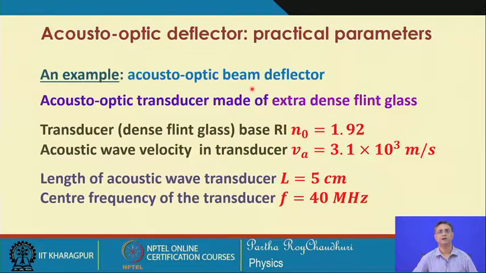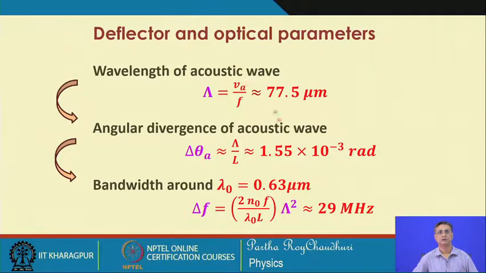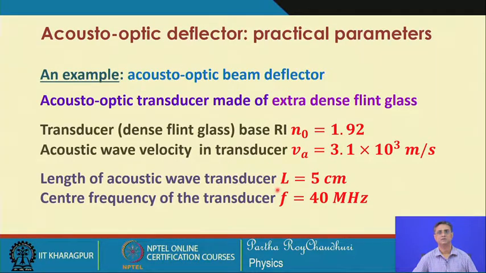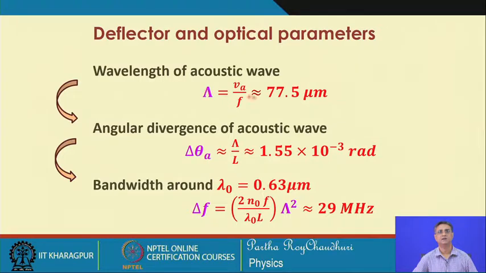Therefore, the wavelength of the acoustic wave, knowing the acoustic velocity and the acoustic frequency, we have seen this relation, turns out to be 77.5 micrometer. This is the acoustic wavelength. Now, the angular divergence which comes from this lambda and L, because you have chosen L equal to 5 centimeter and lambda equal to this, gives a very small angular divergence delta theta A of the acoustic beam. So, this is the divergence of the acoustic beam.